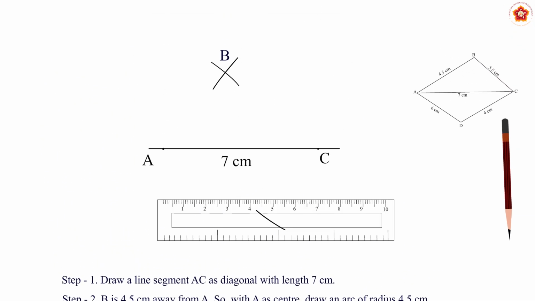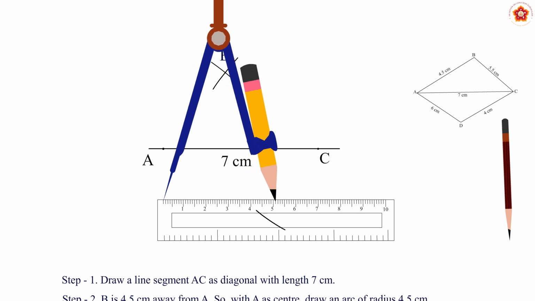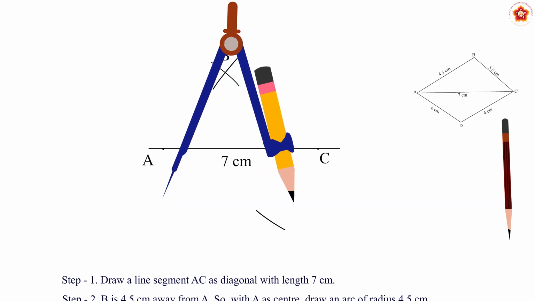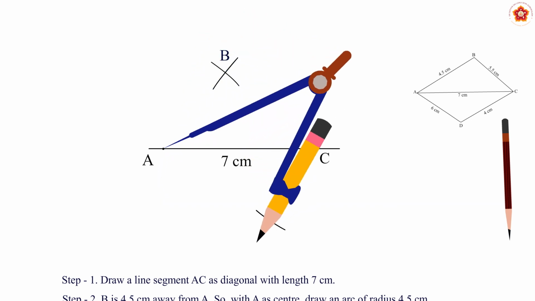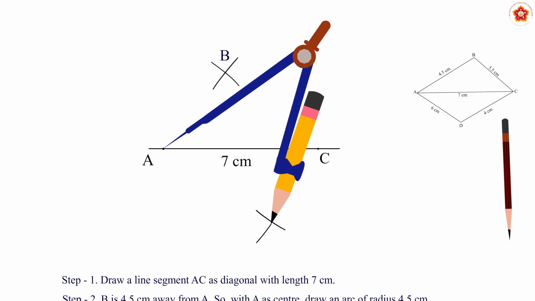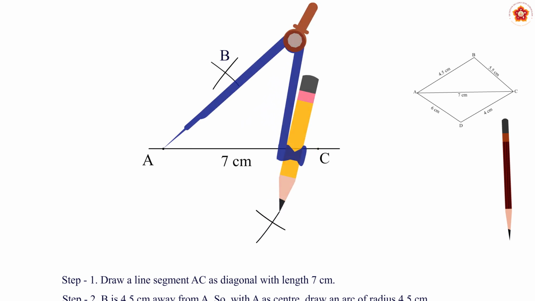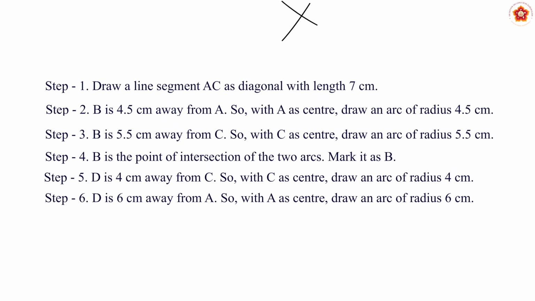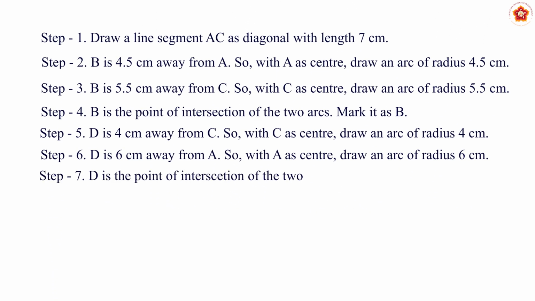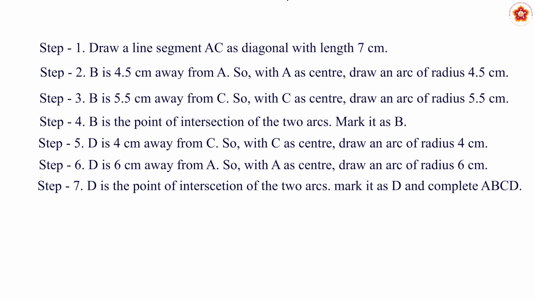Okay, come on. Are you doing it? Yes, very good. Come on, with A as center, draw an arc of radius 6 centimeters. Now these two arcs cut at a point called D. So what is D called? The point of intersection of two arcs. So name it as D there.